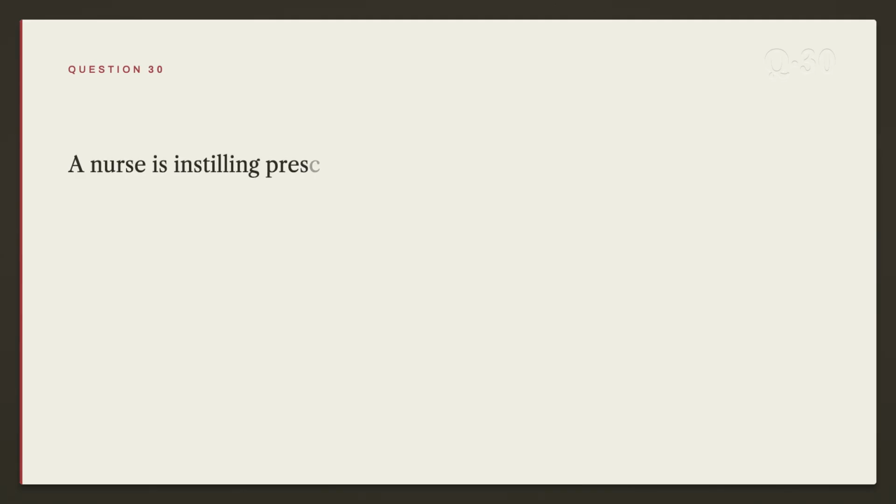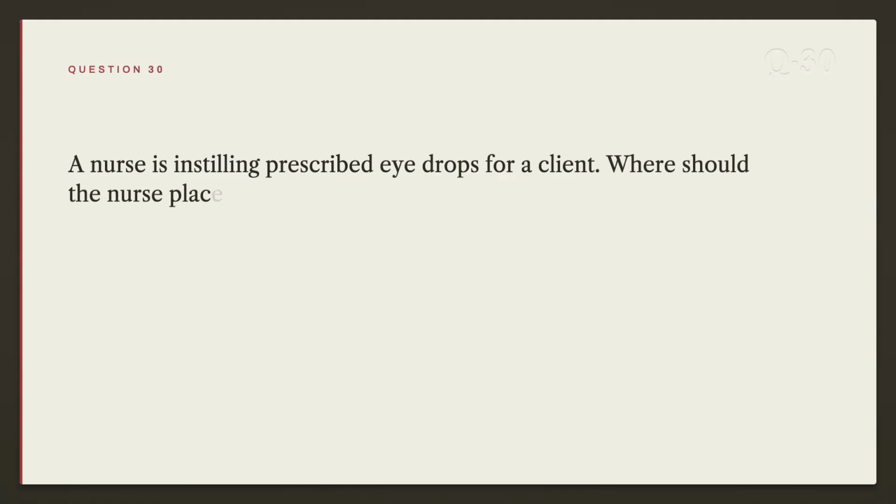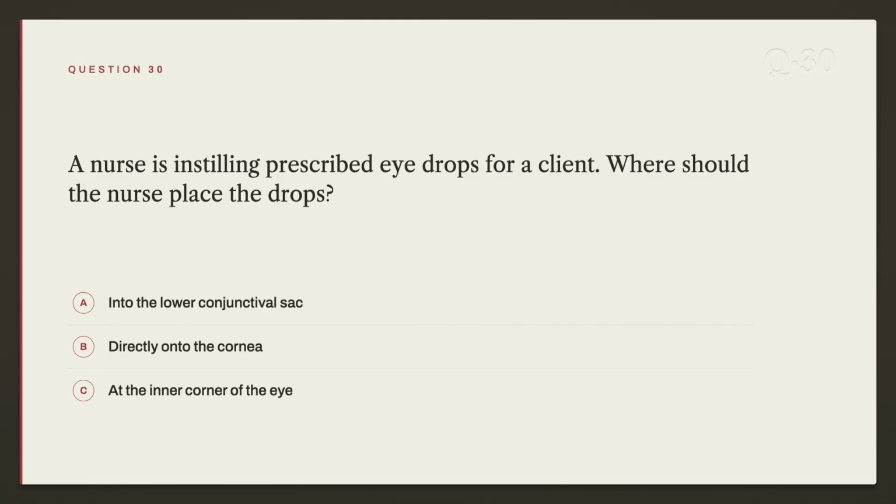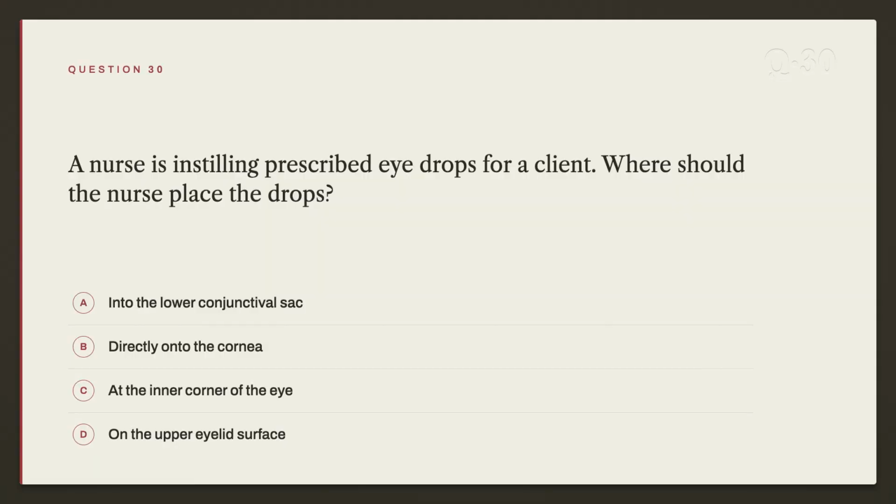Question 30. A nurse is instilling prescribed eye drops for a client. Where should the nurse place the drops? Your options are A. Into the lower conjunctival sac. B. Directly onto the cornea. C. At the inner corner of the eye. D. On the upper eyelid surface. Which would you go with? Lock it in before the reveal.